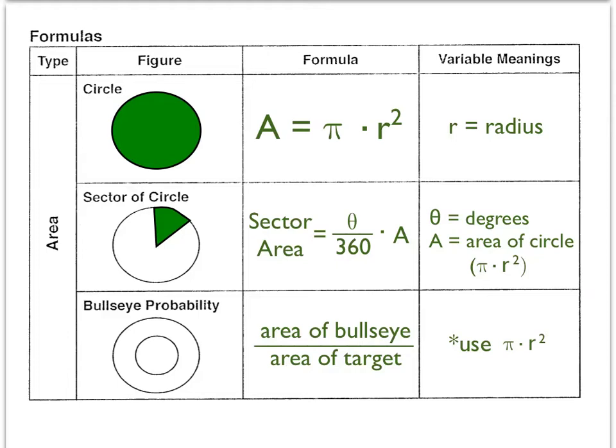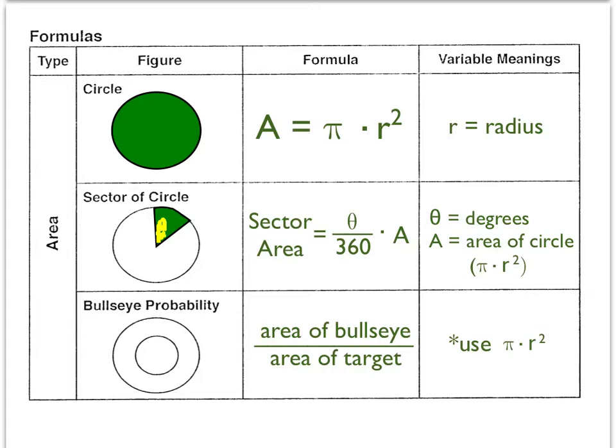For the area of a sector of a circle, you simply have to find the area of the whole circle and then multiply by the fraction theta over 360, where theta is the angle measure of the sector you're talking about. So in this example, theta would be this angle measure of the sector.